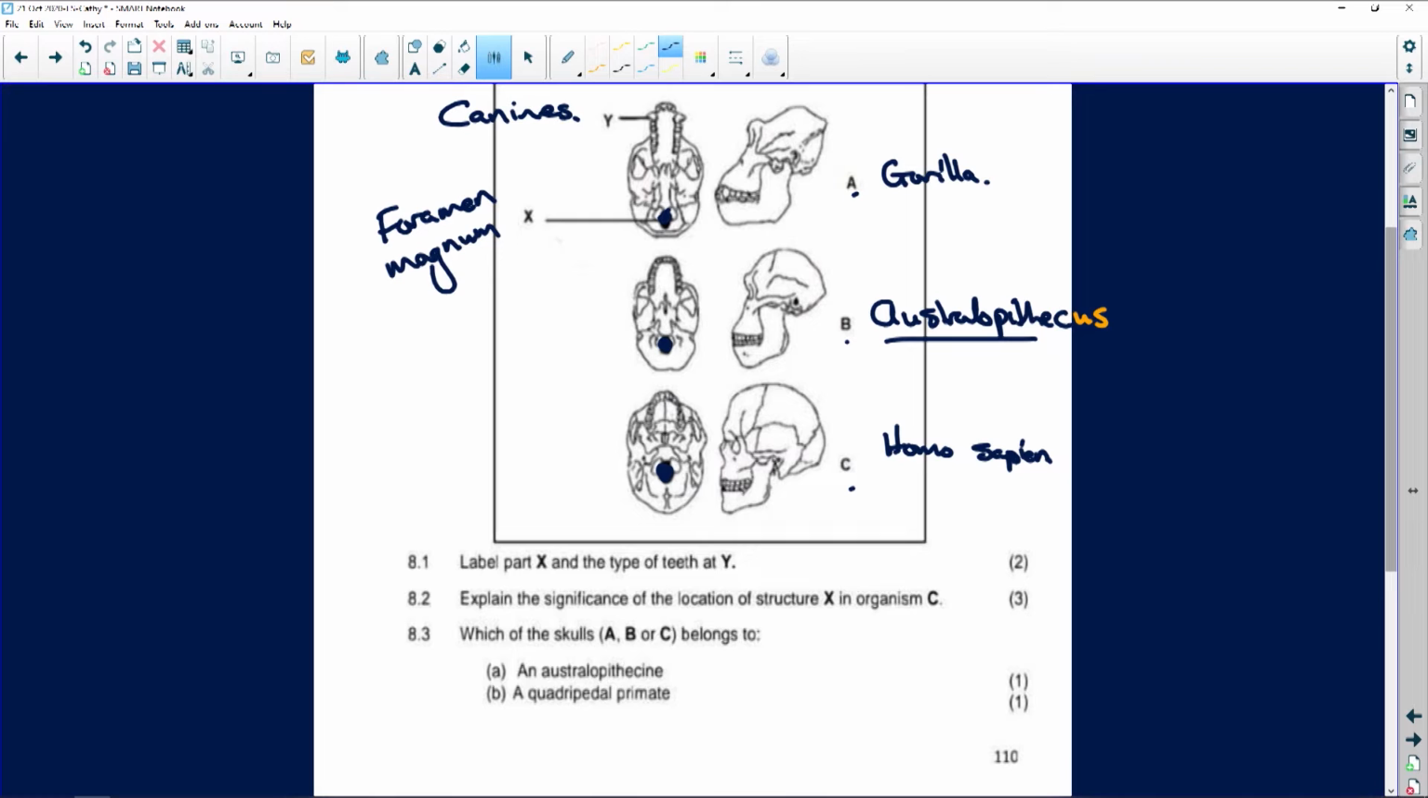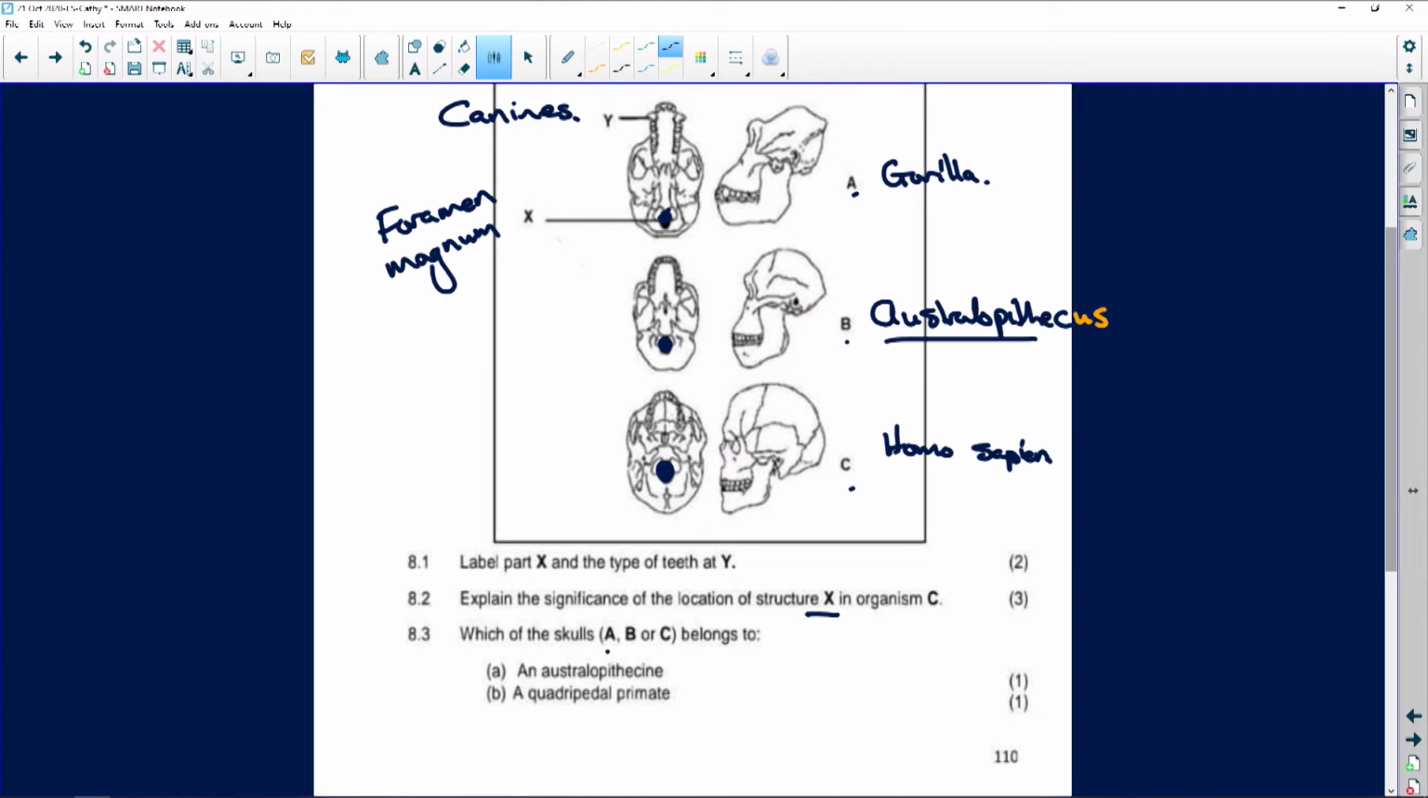Okay, explain the significance of the location of X in organism C. I've already explained that. As the foramen magnum has moved towards the center of the skull, that's because the spinal cord has to enter at that point for a bipedal organism. In other words, the head and the spine are vertical. They're straight. Which of the skulls, A, B, C, belongs to an Australopithecine? Well, it would be B.